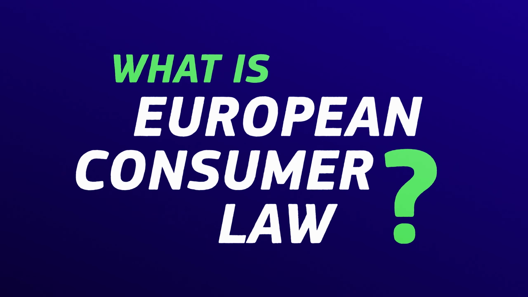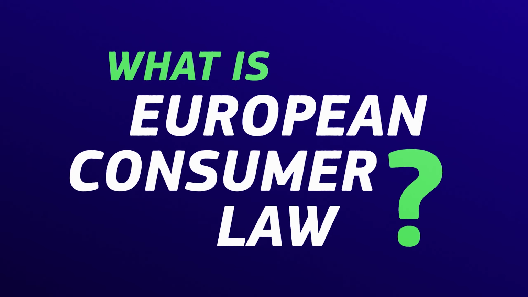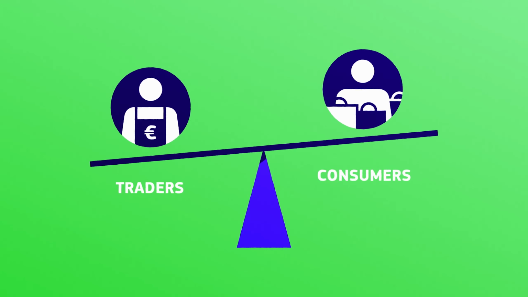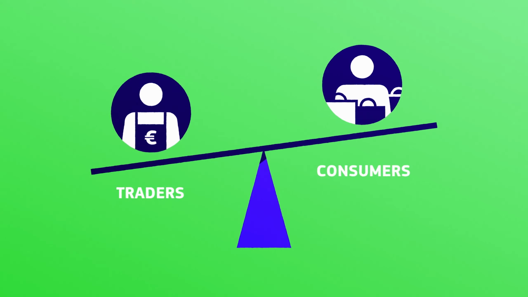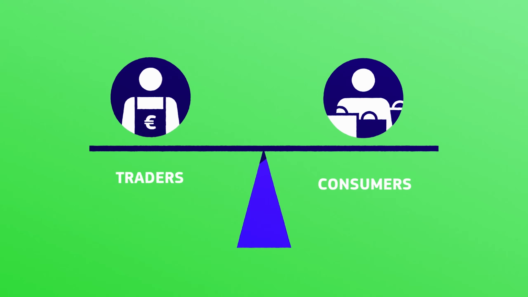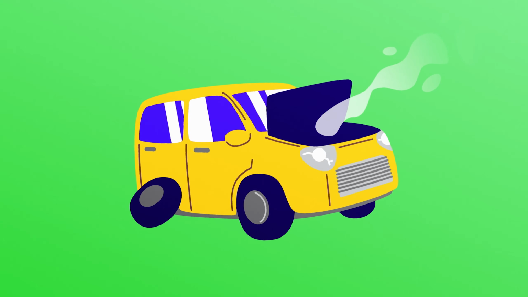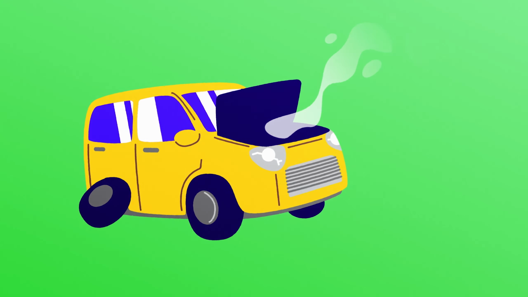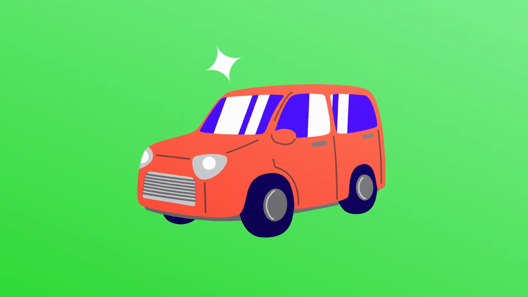Ever since the 1970s, the European Union has been developing consumer policies. Their aim? Rebalancing the asymmetric market powers between traders and consumers. For instance, if consumers buy cars that don't work, these laws make it easy for them to get their cars repaired, get new cars, or get their money back.